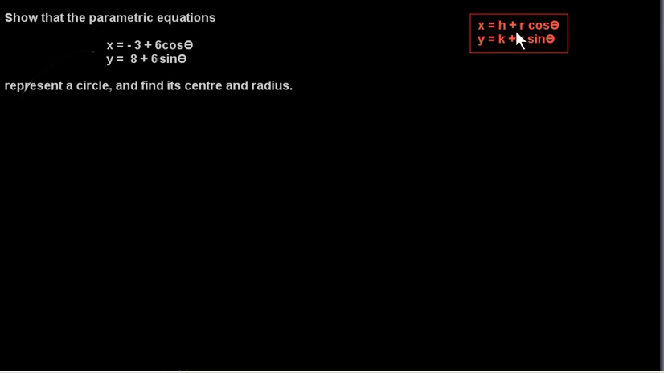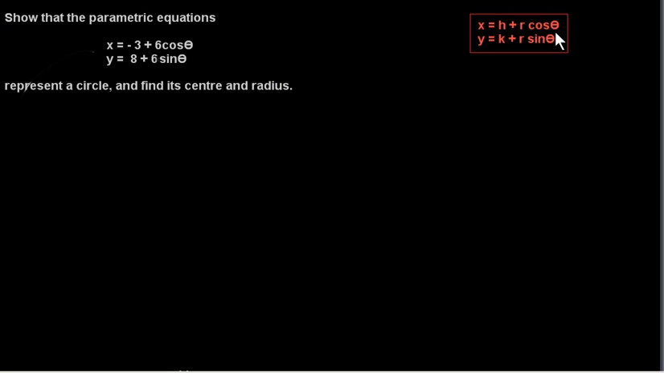In the last video we showed that a pair of equations of this form represent a circle. h, k is the centre of the circle, r is the radius of the circle. x, y are the coordinates of any point on the circle. Theta is the independent variable or parameter. So both x and y depend on this single parameter theta.